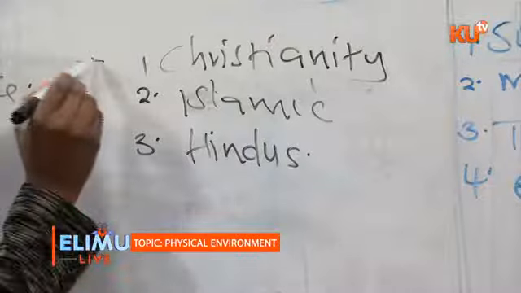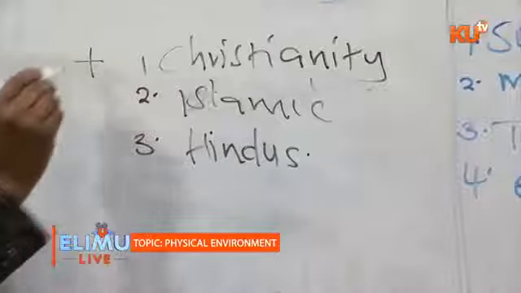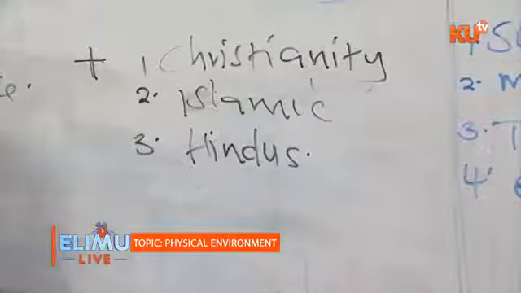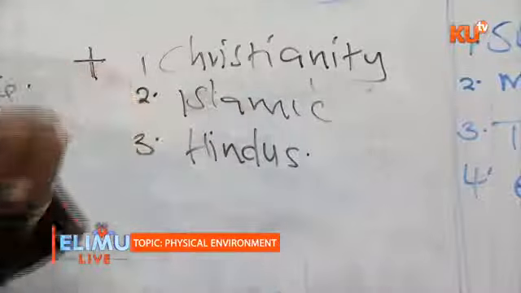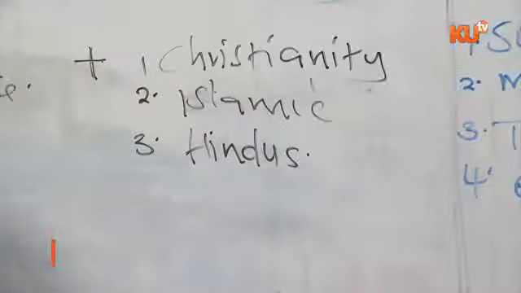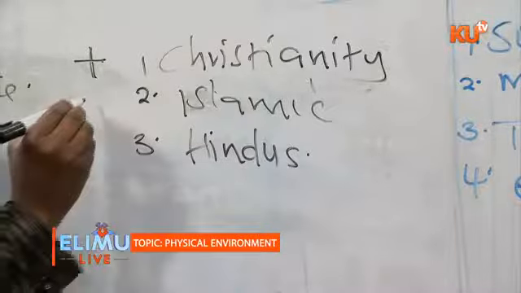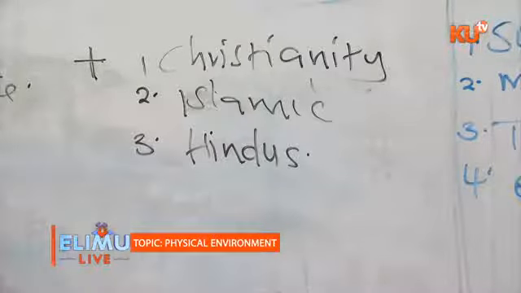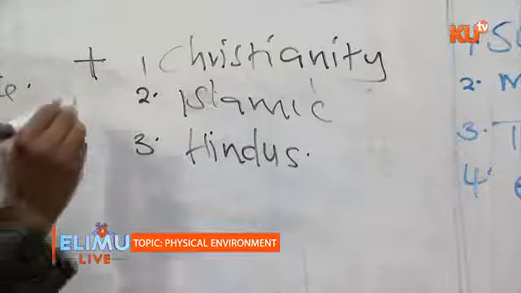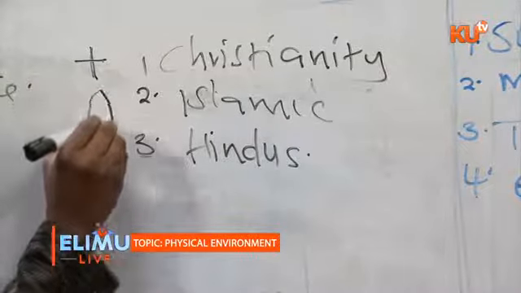So Christianity, this is the sign. It is shown by a cross. And we have those who worship mostly on Sunday and those who worship on Saturday, especially the SDA. Mark that one. Then we have, and you must know the dominant or the predominant religion in the area or the place of worship, this one is the mosque.